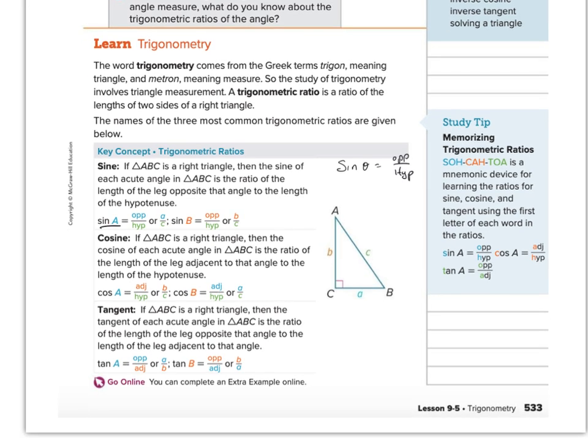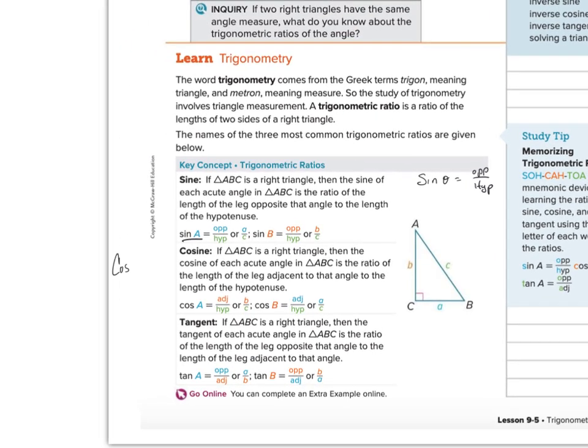The cosine of some angle measurement is going to be the adjacent side over the hypotenuse. If we look at B, the adjacent side to angle B is going to be side A. So the cosine of angle B is going to be A over C, which is the adjacent side over the hypotenuse. Thinking from angle B's perspective, this is my adjacent side, this is my opposite side, and the hypotenuse is always the side across from the right angle.